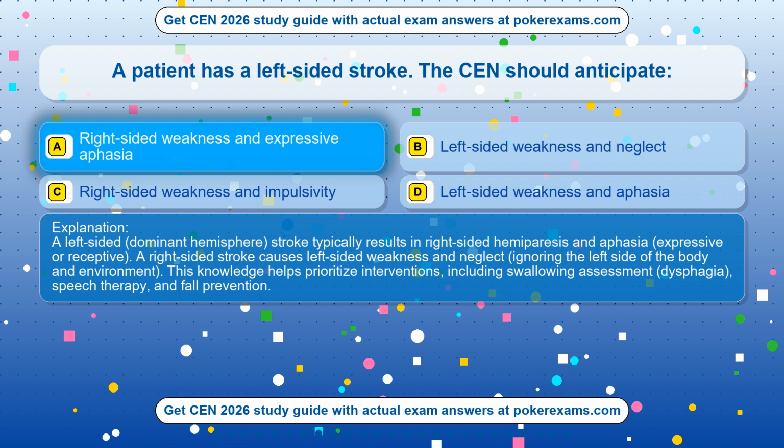A left-sided, dominant hemisphere, stroke typically results in right-sided hemiparesis and aphasia, expressive or receptive. A right-sided stroke causes left-sided weakness and neglect, ignoring the left side of the body and environment. This knowledge helps prioritize interventions, including swallowing assessment for dysphagia, speech therapy, and fall prevention.